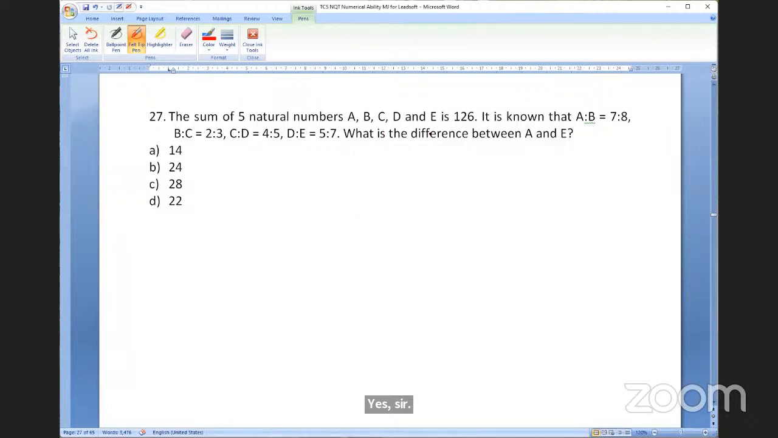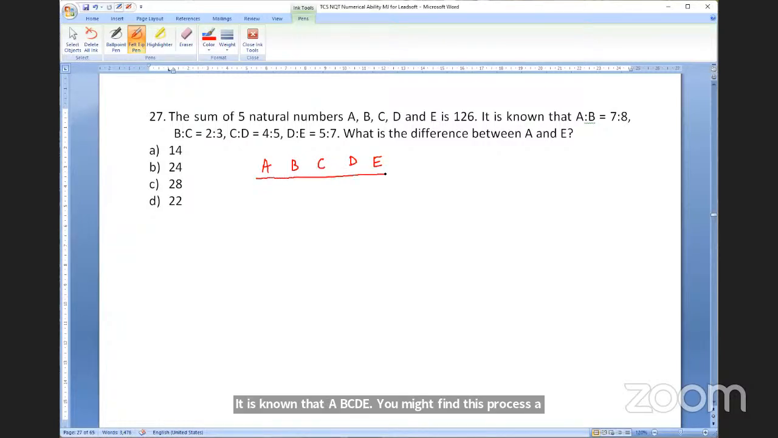A, B, C, D, E. 5 natural numbers are given. That means these are whole numbers. Obviously, natural numbers. And the sum is 126. It is known that A, B, C, D, E. You might find this process a bit lengthy, but this is a very beautiful process.